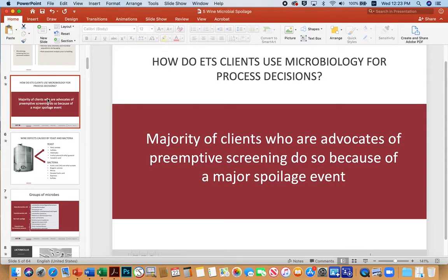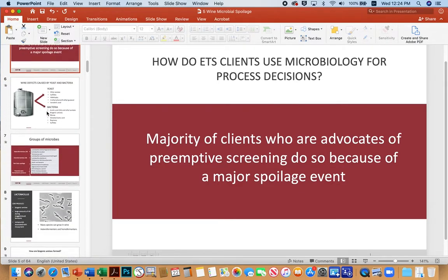So that's the purpose of this slide, what the individuals at ETS have talked to me about. The majority of clients who are advocates of preemptive screening do so because of a major spoilage event. It's probably no different in anything. For example, if I've never had earthquake damage before, I'm less likely to buy earthquake insurance. So it's just a human condition that we all deal with.